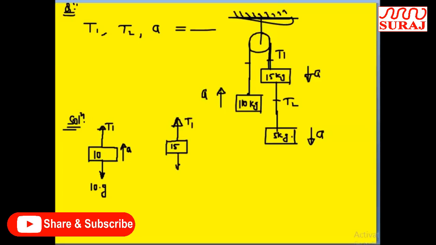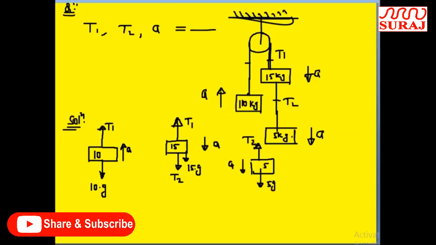15 kg ब्लॉक के अगर यदि हम फ्री बॉडी डायग्राम बनाए तो tension T1 will be upward and T2 will be downward, and one more thing, the 15 g weight of this block will be acting downward with acceleration a, that is also in the downward direction. For 5 kilogram block, the FBD will be T2 and the 5g will be downward and acceleration a will also be downward.